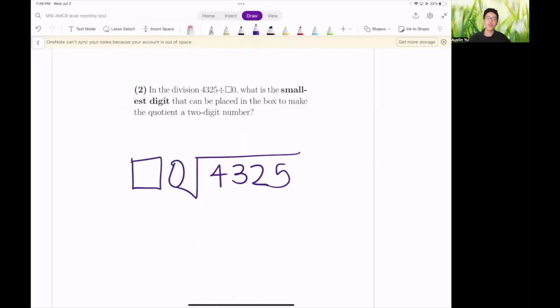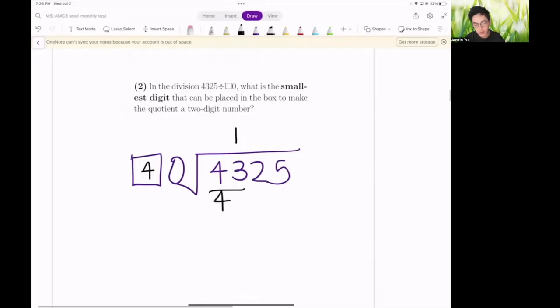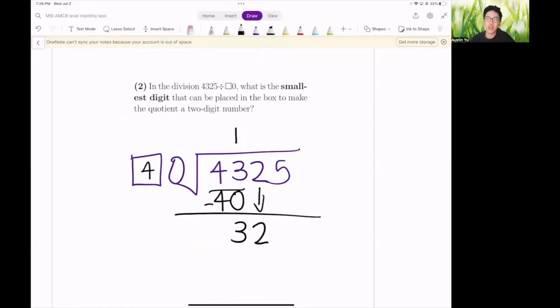So the most logical choice first would be 4, right? Because 4 is the largest number that would still go into 43 one time. So why not start with that? Let's carry over 1 here. 40 goes down here. 43 minus 40 is 3. And we drop down the 2. And you notice that 40 can't go into 32, so we just put a 0 at the top. And we drop down 5.